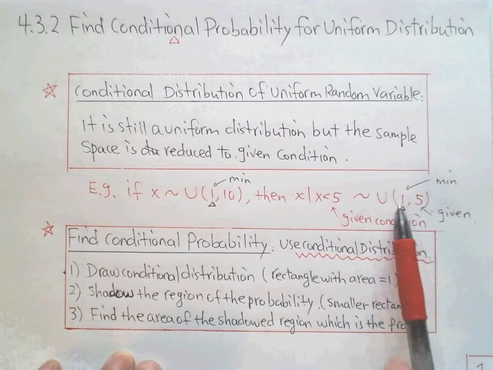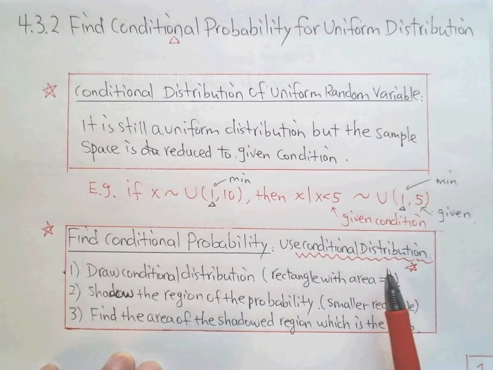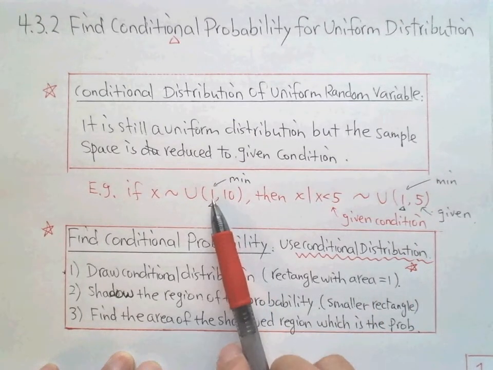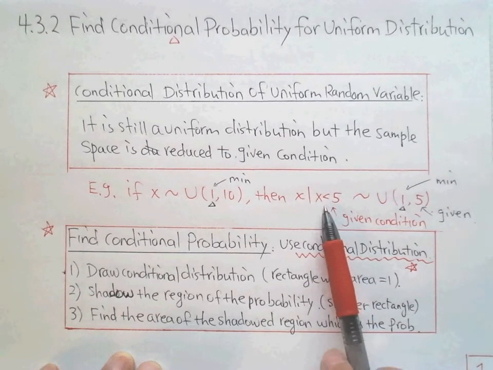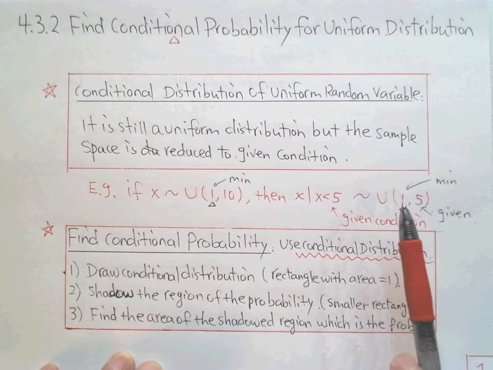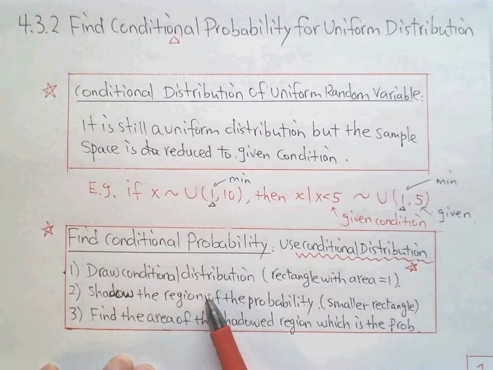So here is some summary. How do we find the conditional probability? You have to pay attention to which type of distribution we need to use. We don't use the original one, because now we deal with the conditional distribution, so we have to use the conditional distribution. And if we have the distribution, now it's easy. We draw a graph, remember?